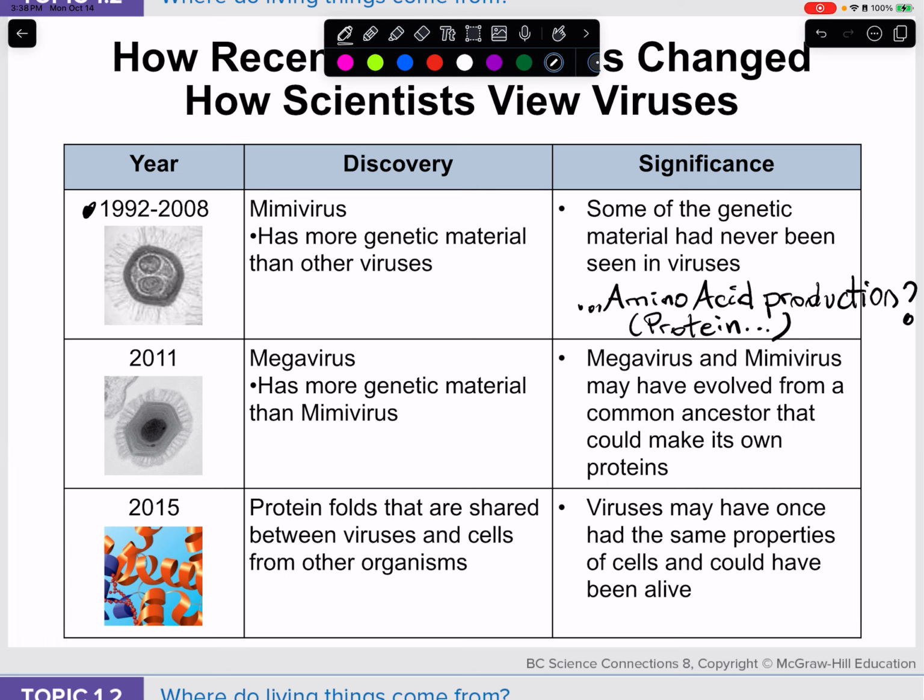And then along comes the megavirus, and it's got lots of DNA. It's got extra genes, which is odd. Why does it have so much genetic material? That's odd. So could they have a common ancestor that could also make its own proteins? Because, what's going on? And then in 2015, it found some things that cells and viruses do that are the same. So when you make a protein, that's what you're seeing over here. So I'm going to make this kind of simple. Proteins start out, see if my grade 12s are paying attention.